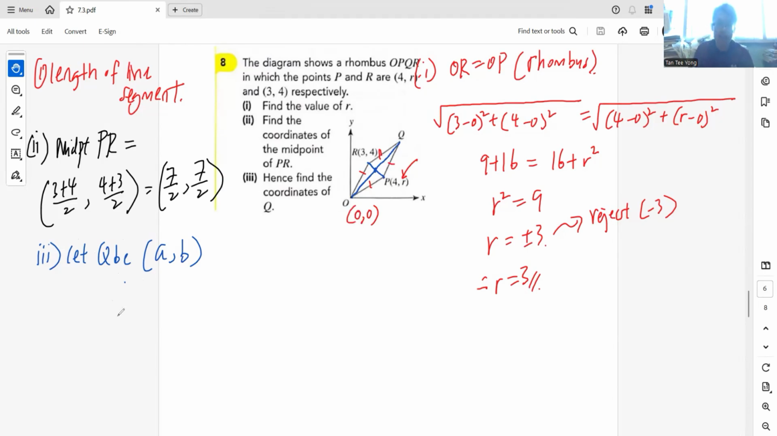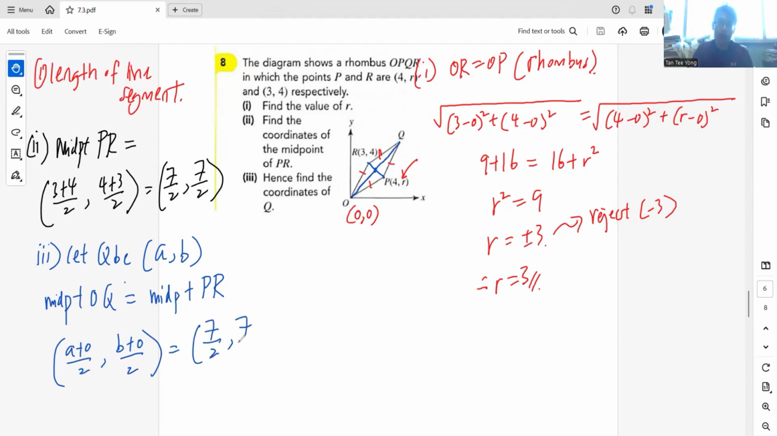Let me write it out. Midpoint of OQ is equal to midpoint of PR because of the rhombus property, right? So O is the origin. So I can say that A plus 0 over 2, comma, B plus 0 over 2 is equal to 7 over 2, comma, 7 over 2. This is found in part 2, which is the midpoint of PR.